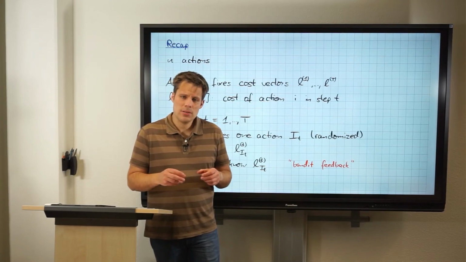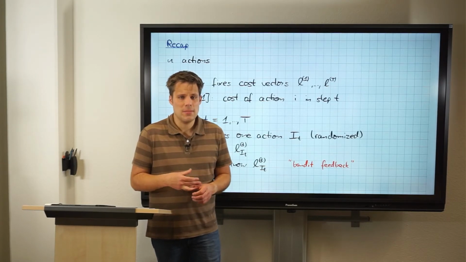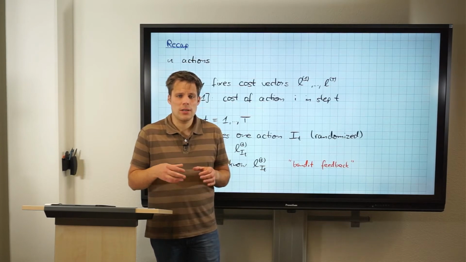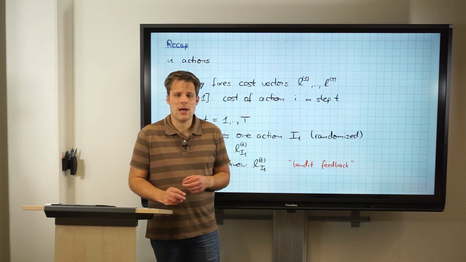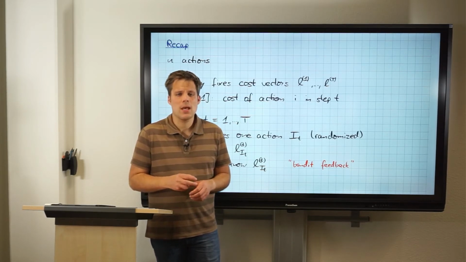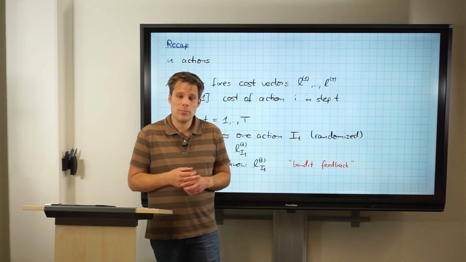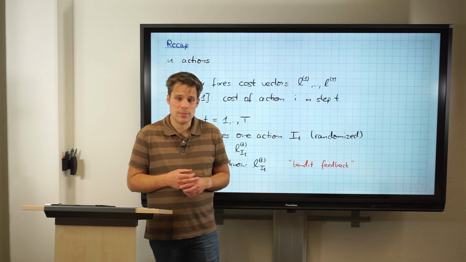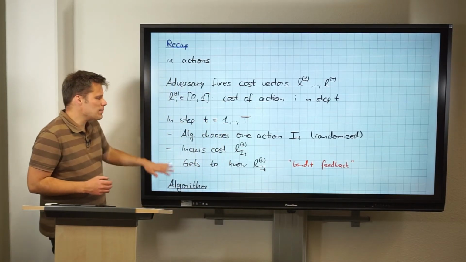Last time we turned the multiplicative weights algorithm into an algorithm which worked with partial feedback, meaning that we only get to know the cost of the action that we chose and not the cost of the other actions. Today we will improve this algorithm, and what we will be improving on is the regret bound. But before we get started, let's first recap the notation.